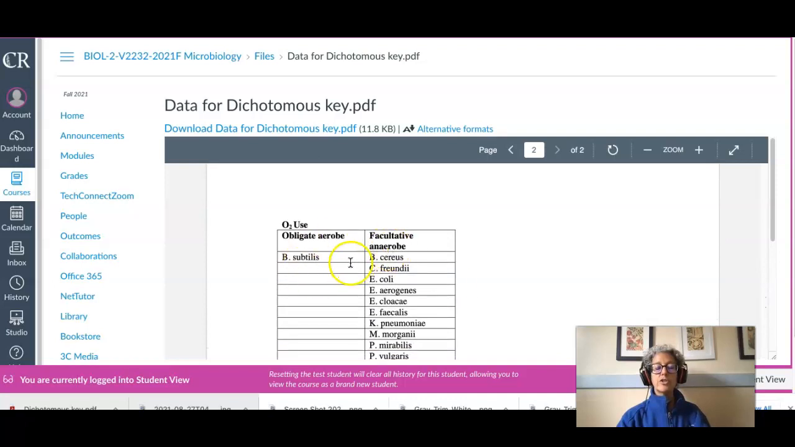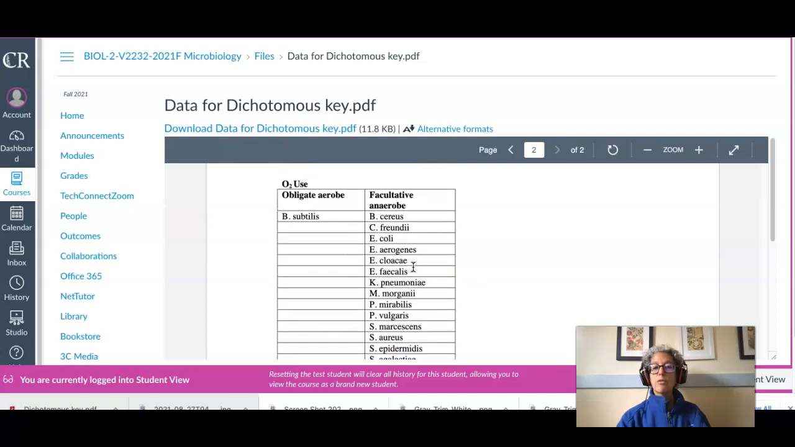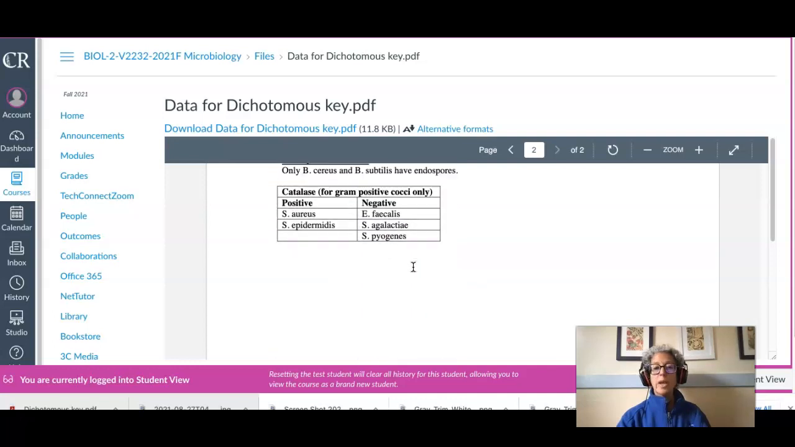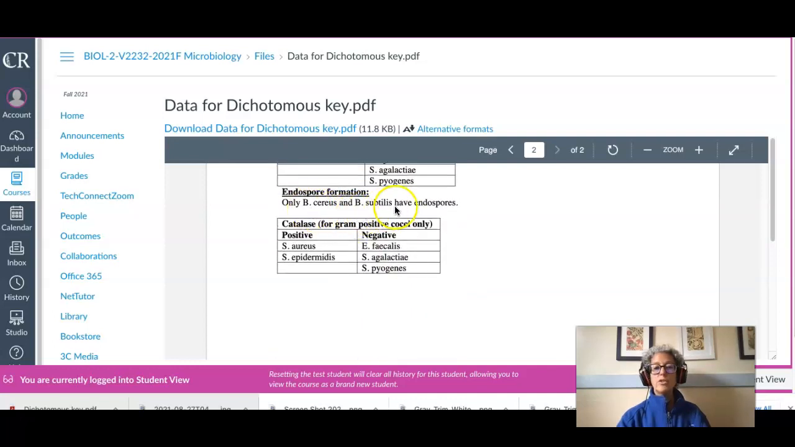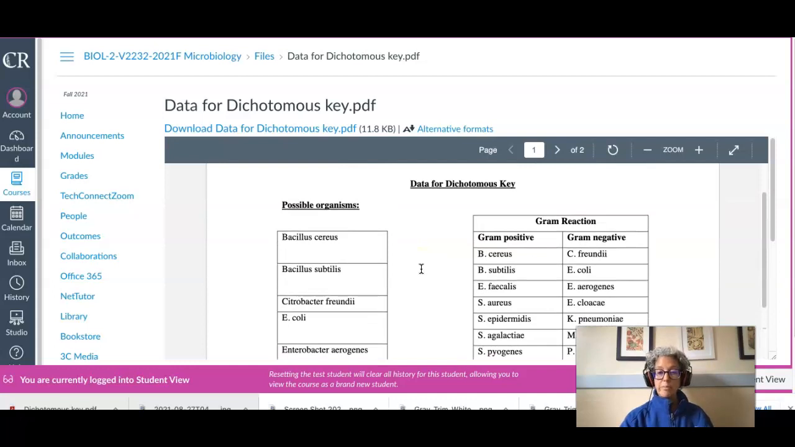And then I have the oxygen use. We have only one organism that can only grow in the presence of oxygen. All of the rest can grow with or without oxygen. And only these two actually make endospores. And for the gram-positive cocci, some of them do make catalase, some of them do not. These will be explained in much greater detail as we get to those individual tests.